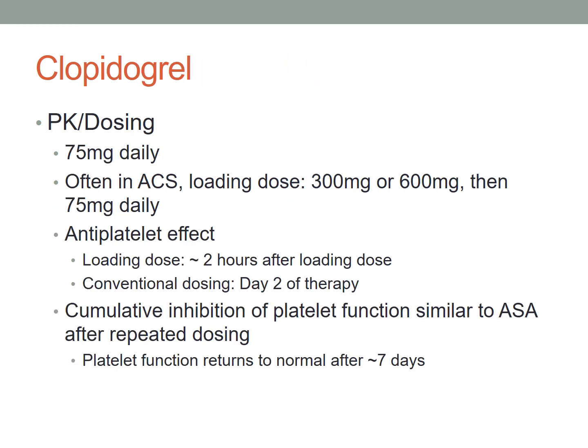Clopidogrel is dosed at 75 milligrams a day. It's used at higher doses in acute coronary syndrome. Its antiplatelet effect after a loading dose is about 2 hours, and then if we use conventional dosing, it's usually on day 2 of therapy. There is a cumulative inhibition of platelet function similar to aspirin after repeated dosing. So after stopping clopidogrel, platelet function returns to normal after about 7 days.